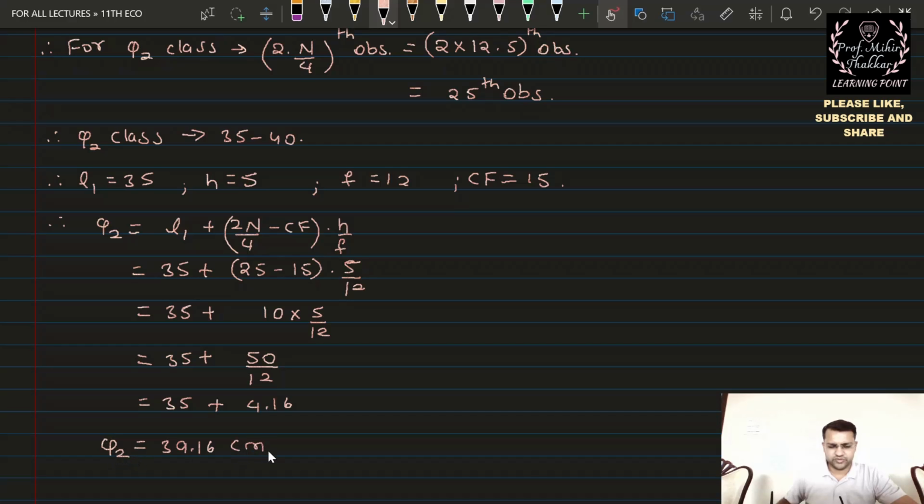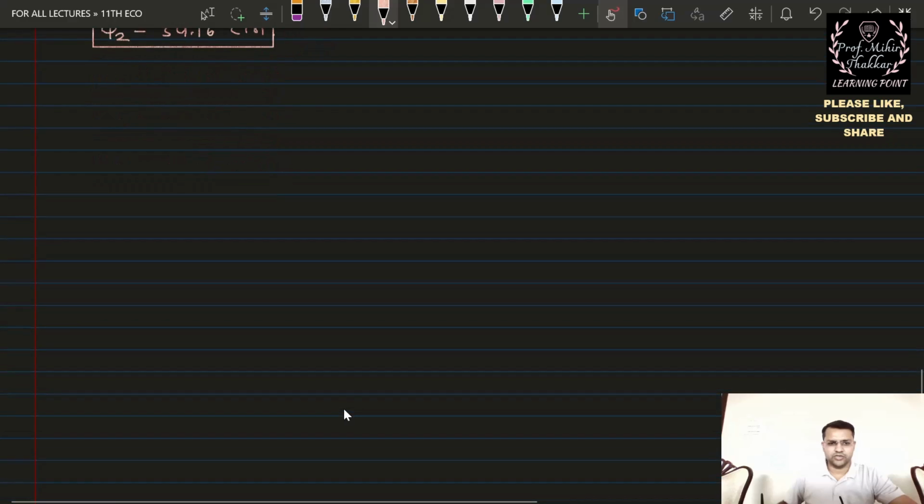So 35 plus 4.16 will give you 39.16 centimeters. Once again, units of the question are very important. Do not forget to use the units. In the same manner, now let us go for the calculation of Q3 and the Q3 class.